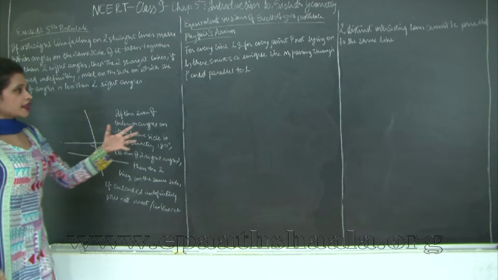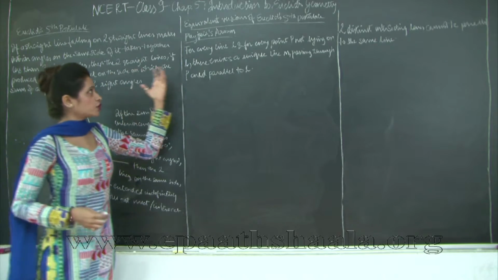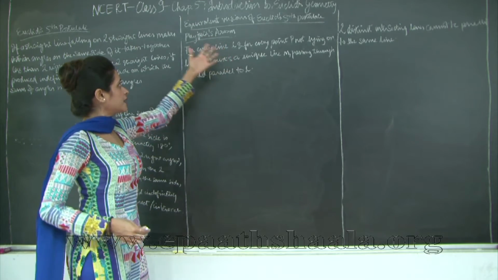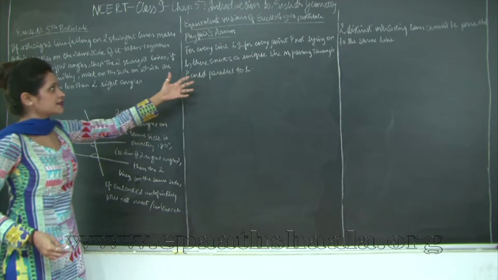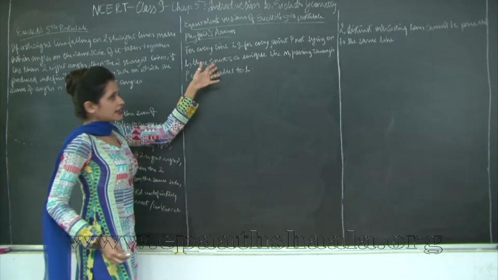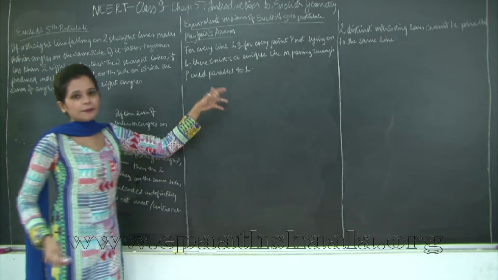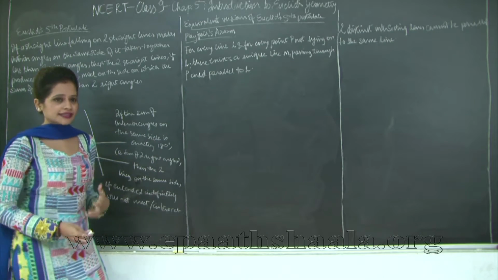So, as I said, there have been many equivalents of Euclid's fifth postulate. One such is Playfair's axiom. Let us read out what it says. For every line L and for every point P not lying on L, there exists a unique line M passing through P and parallel to L. So, let us again draw this and try to understand.